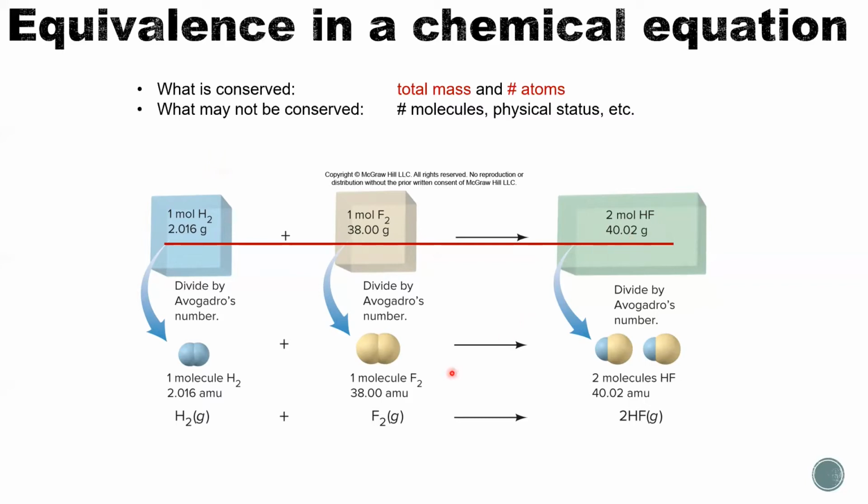Also, if you look at the number and type of atoms, before we have 2 hydrogen and 2 fluorine. After reaction, we also have 2 hydrogen and 2 fluorine. Remember, the 2 applies to all of the atoms in the compound, in the formula. So the number and type of atoms of hydrogen and fluorine are conserved. Based on this, we can balance the chemical equation. Let's just go through it step by step.